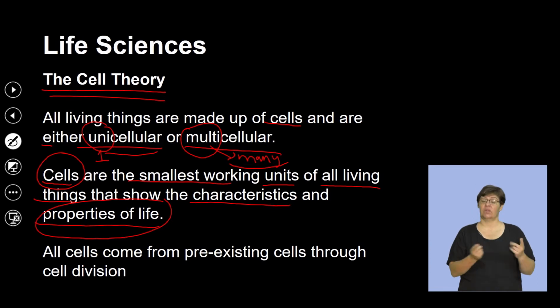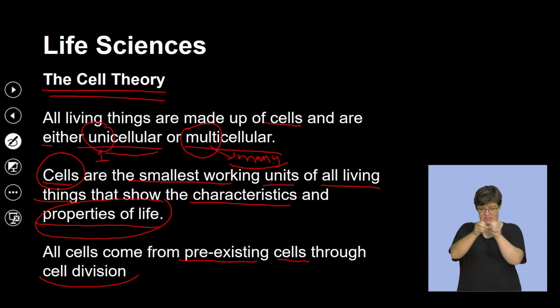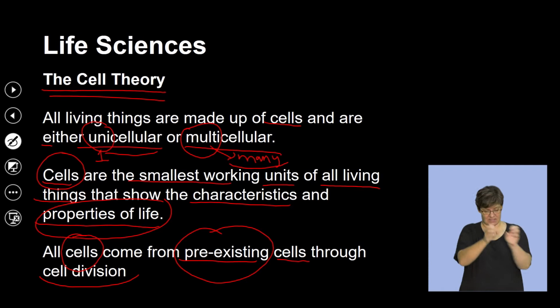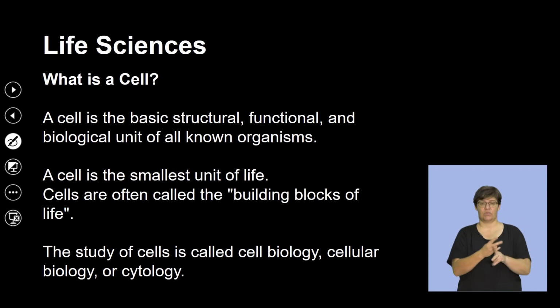All cells come from pre-existing cells through cell division. And so we're going to look at how cells are dividing in our next installment. But it's important that cells are actually divided and come from a pre-existing cell, and we refer to that as division of cells or in the production of more. So we'll continue describing the basic structure of a cell.